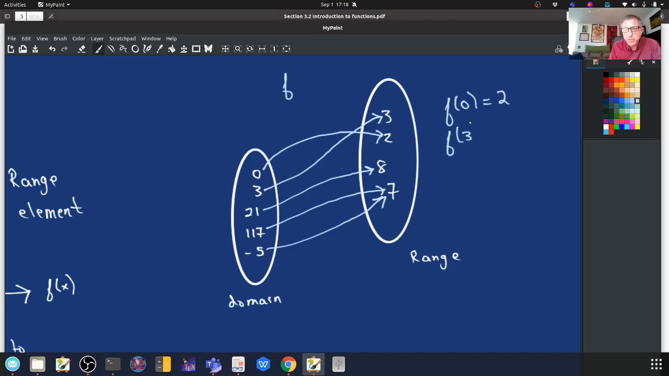F of 3 is how f transforms 3 into 3. F of 21 is how the function f transforms the number 21, and it transforms it into 8. And f of 117, f transforms 117 into 7, and it happens to treat minus 5 in the same way it does 117. So this is a function.